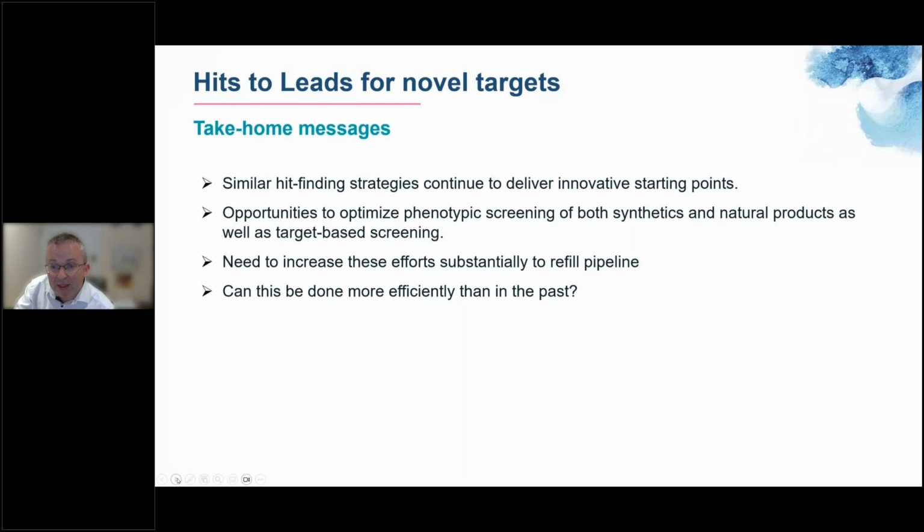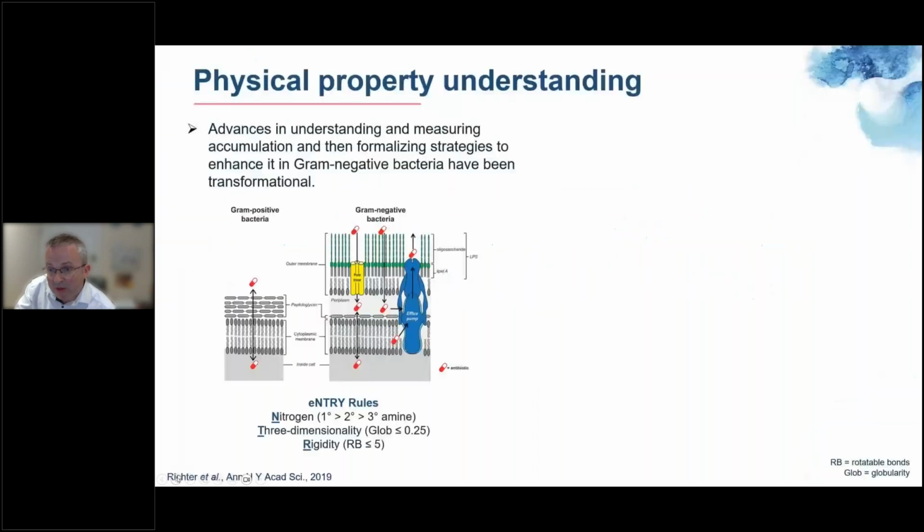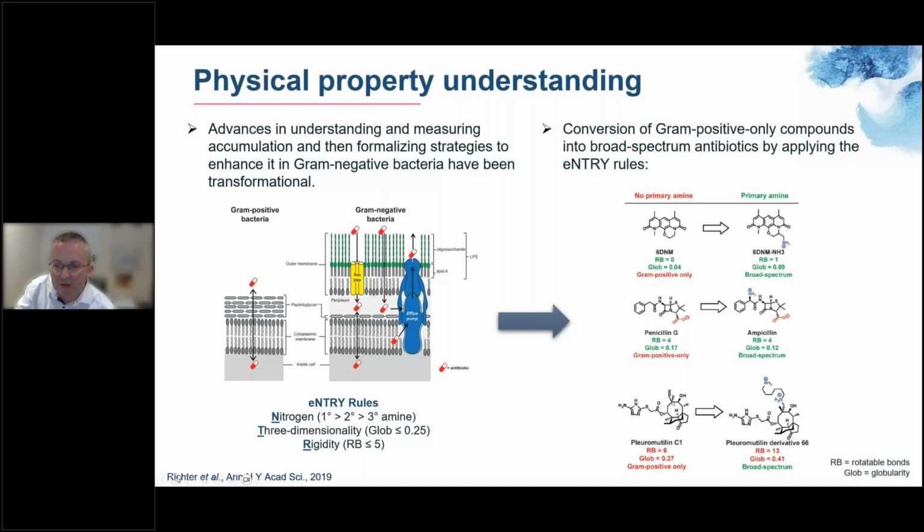Can we do it better than in the past and make this more efficient with recent technology discoveries? And I'll just highlight a few examples here where I think the answer is yes. So certainly one major advance in physical property understanding, and work from Paul Hergenrother at the University of Illinois was quite transformational in formalizing the understanding of the physical properties needed for agents to get into gram-negative bacteria, and really providing great design inspiration for development of broad-spectrum antibiotics.